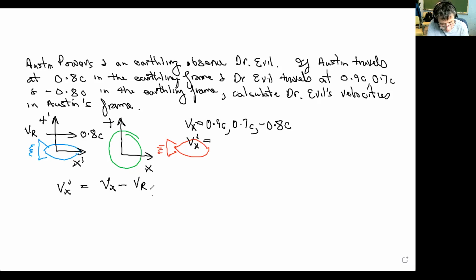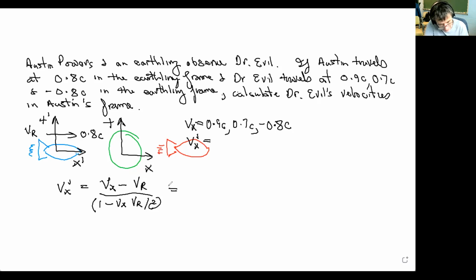that's the VR, divided by this new factor involved in the Lorentz transformation. And that factor is 1 minus the product of the two speeds on the right-hand side here, Dr. Evil's speed in the Earthling frame and Austin's speed in the Earthling frame, divided by c squared. And so that's the new piece in the Lorentz transformations.